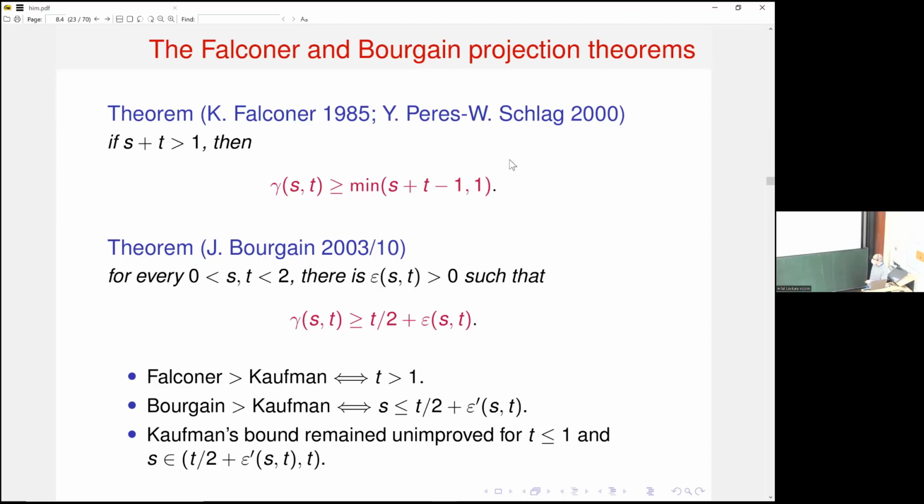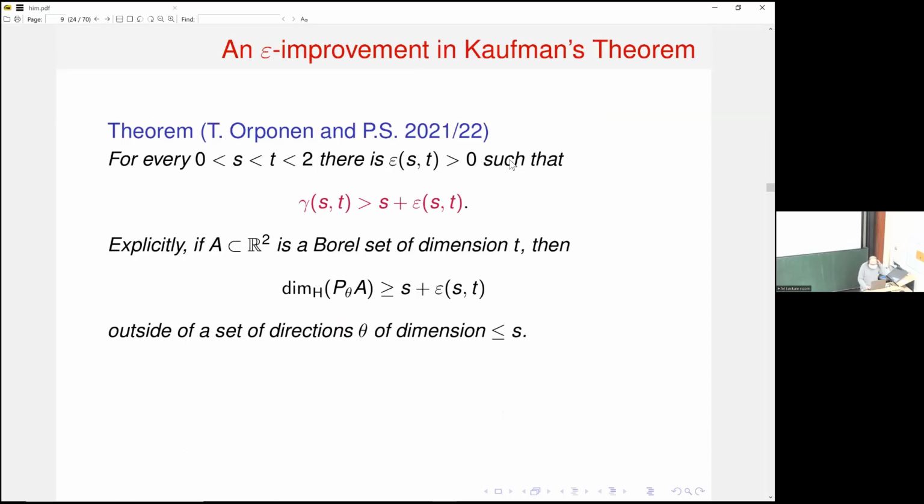Well, basically, if S is at least a little bit bigger than T/2 and strictly smaller than T, Kaufman's bound remained the best. And then with Thomas, we improved Kaufman by some very, very small epsilon. So this is our first main result. For every S positive strictly less than T, there is an epsilon such that gamma of ST is bigger than S. Let me translate this into words, especially because the definition was wrong. This says that if we have a set of dimension 1 in the plane, and we have a set of directions of dimension 3/4, we can find some direction in this set for which the projection has dimension at least 3/4 plus epsilon.